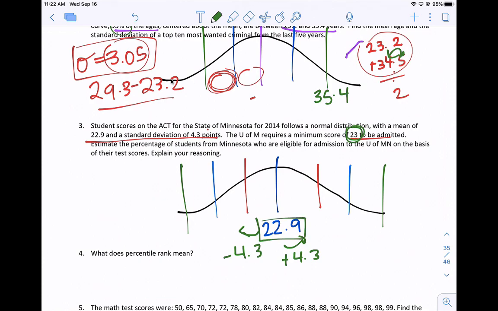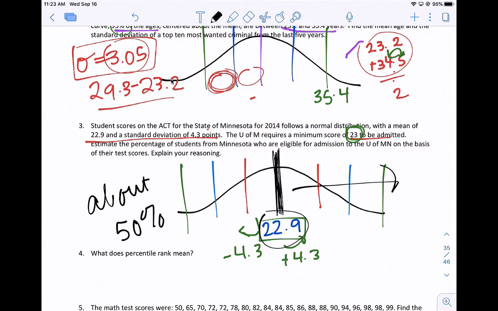Okay, so I don't even have to fill in the bottom because I'm looking for what percent is above 23, and that's half of our data, right? We're right down the middle, and this is about 23. So we would say about 50% of students who took the ACTs in Minnesota would be eligible for admission. So about half is above 23.